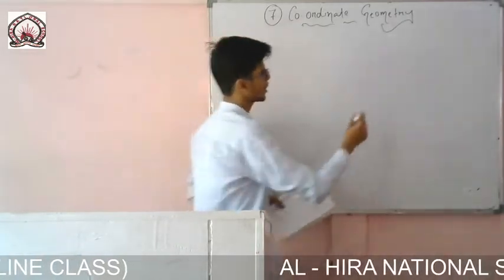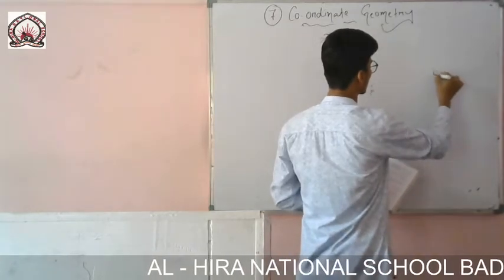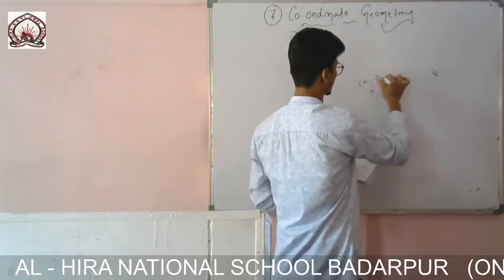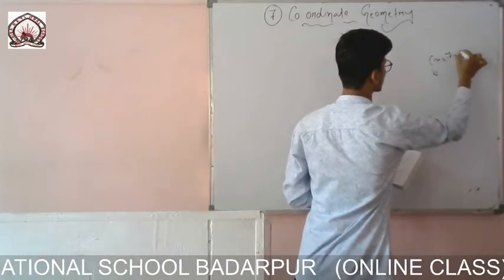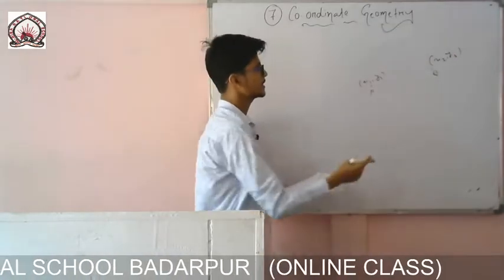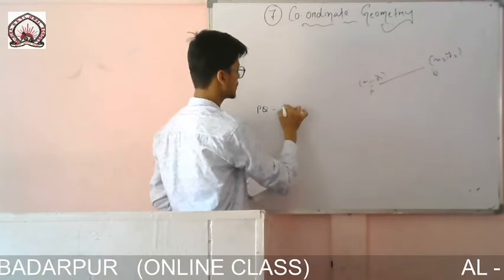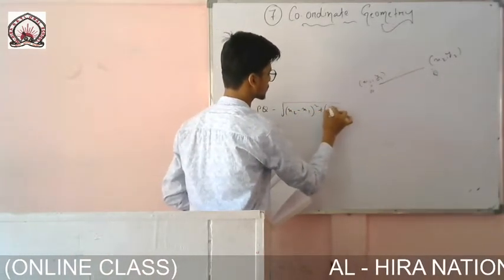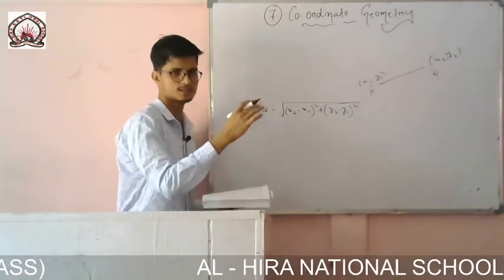So the distance formula we discussed like this: if there are 2 points P and Q on a coordinate plane, the Cartesian plane, with coordinates x1, y1 and x2, y2, then we can find the distance between them. The formula was: the distance PQ will be equal to the square root of x2 minus x1 whole square plus y2 minus y1 whole square. This was the formula we discussed yesterday.